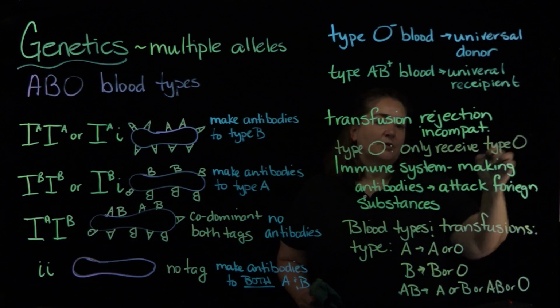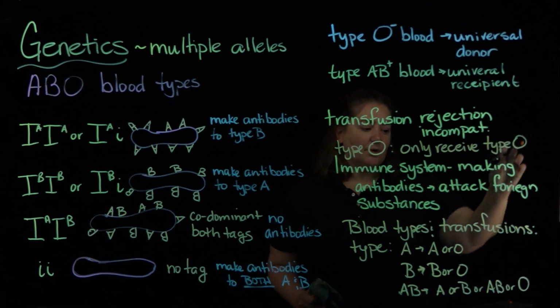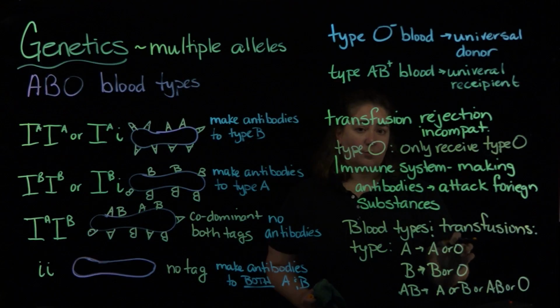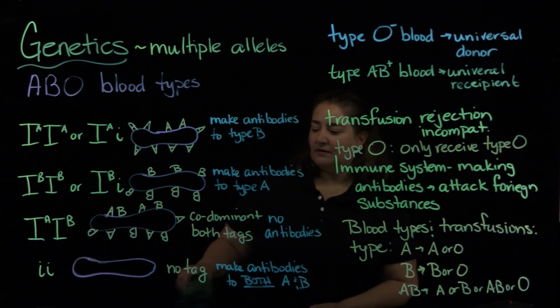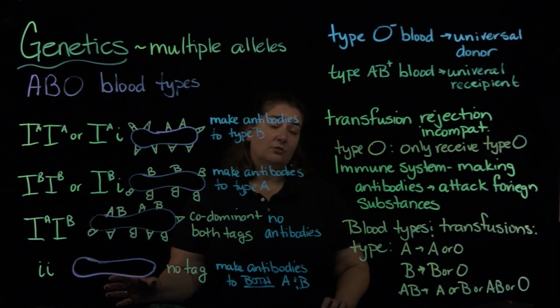But we've got type O blood. Okay, that's what makes them the universal donor. Type O. Okay? They don't have any of the tags on the outside of the blood cells. That's what makes them the universal donor.